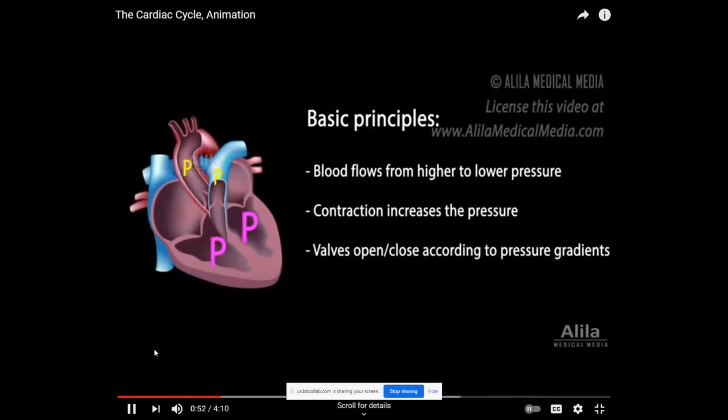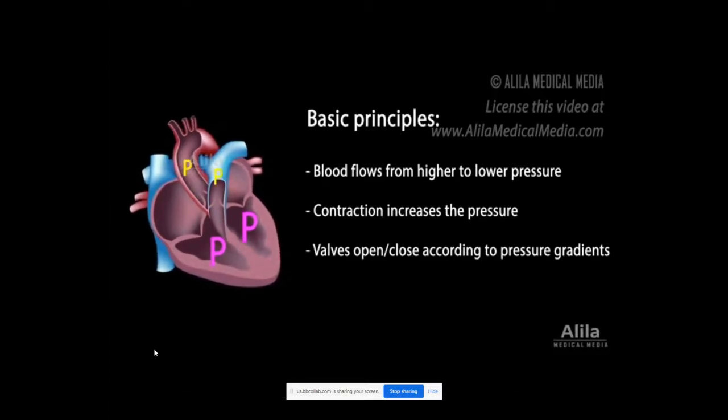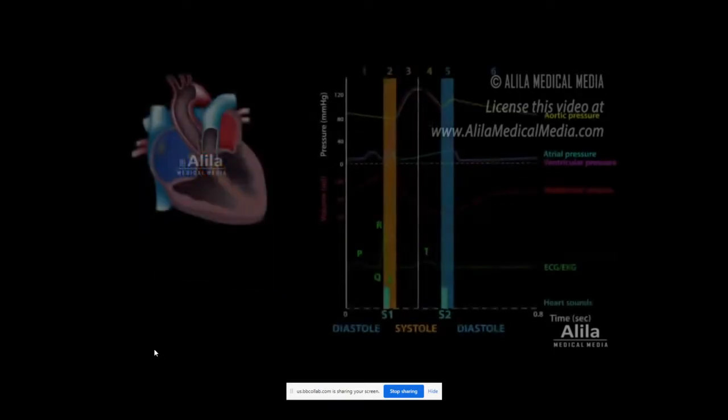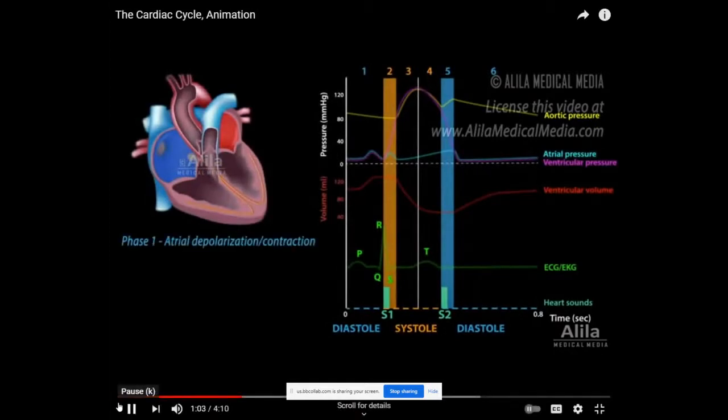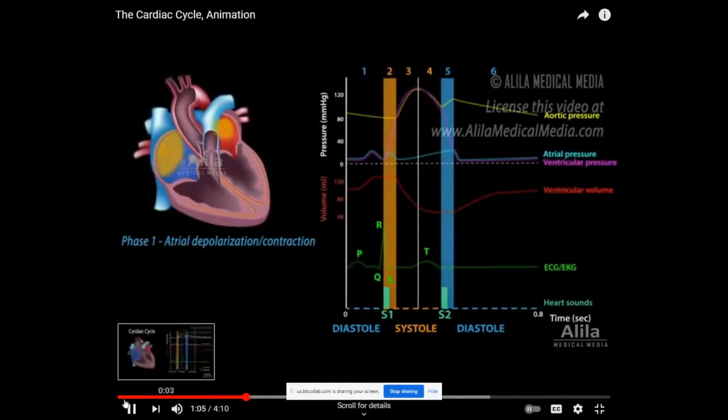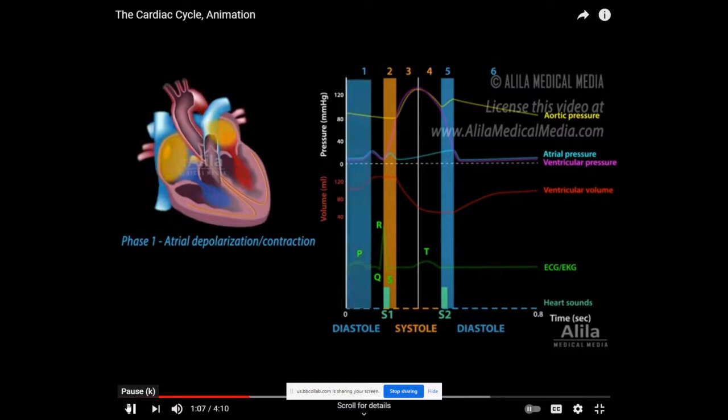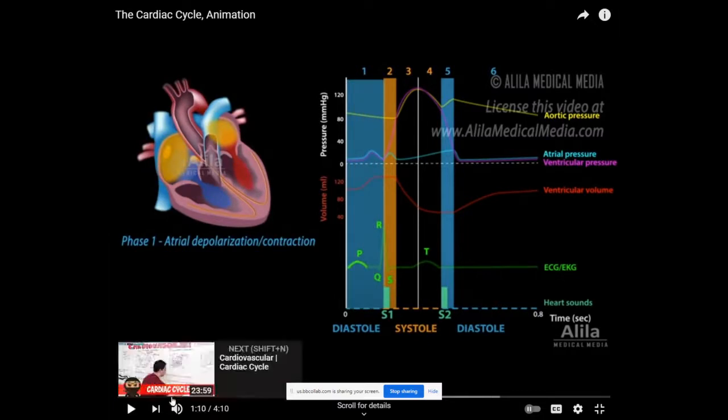Similarly, semilunar valves open when ventricular pressures are higher than aortic and pulmonary pressures and close when the reverse is true. The cycle is initiated with a firing of the SA node that stimulates the atria to depolarize. This is represented by the P wave on the ECG.